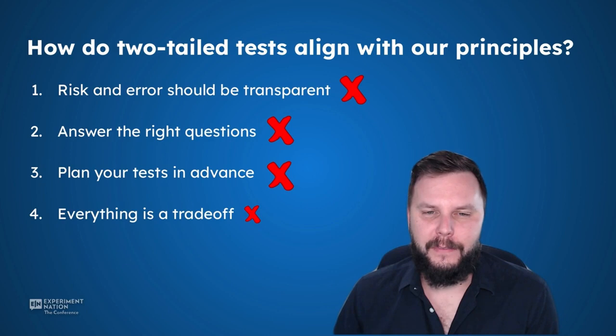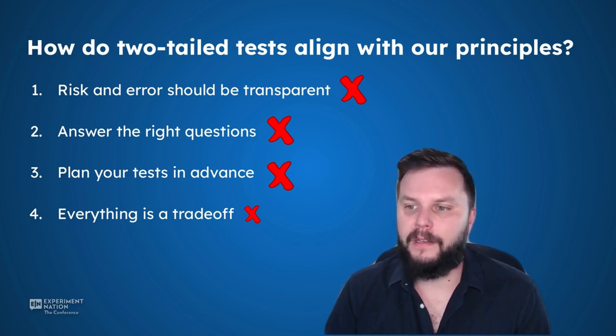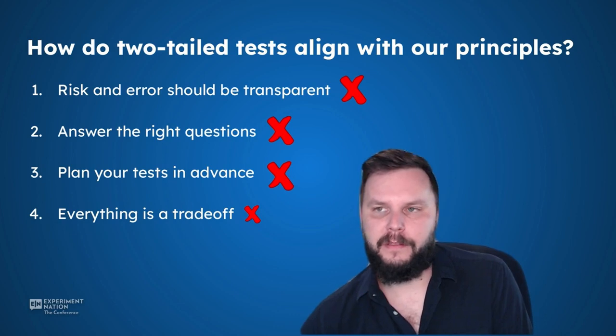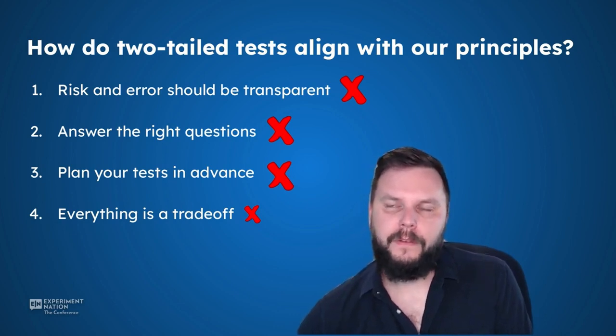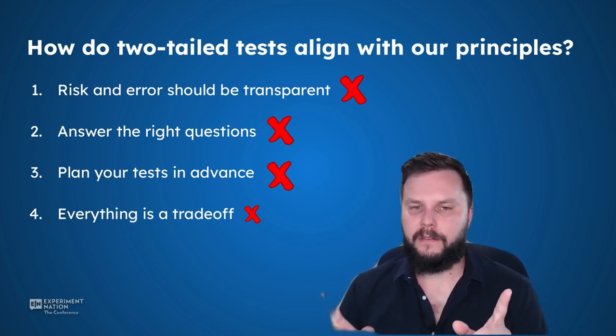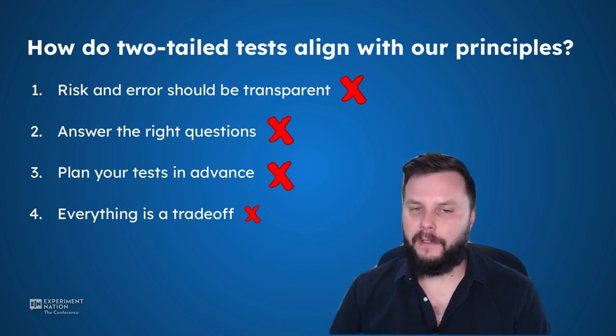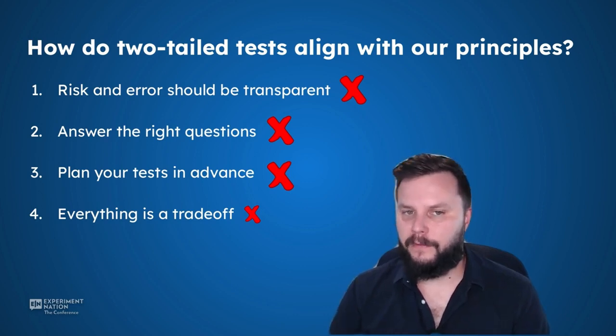So let's give a little bit of a score here for two-tailed tests and how they align with our principles. So, risk and error should be transparent. I think it's a big no for that one. One, because of that type 3 error that I was telling you about, the sign error. And then the other thing is that, say you run a two-tailed test at 95% significance, what that actually means is that on any of the two tails, it's equivalent to 97.5% significance. Or if you're looking at your alpha, say you set your alpha to have a 5% false positive rate, on each of the individual tails, it's actually only a 2.5% false positive rate.